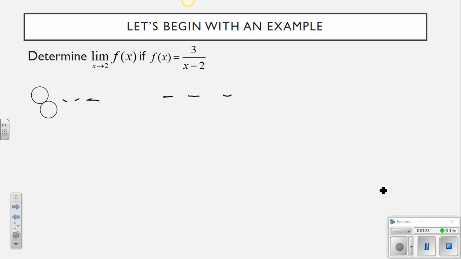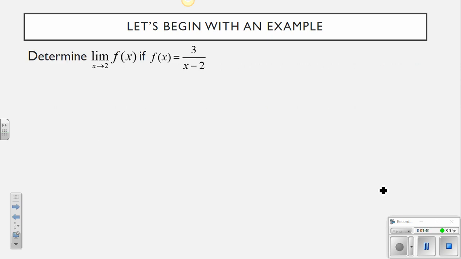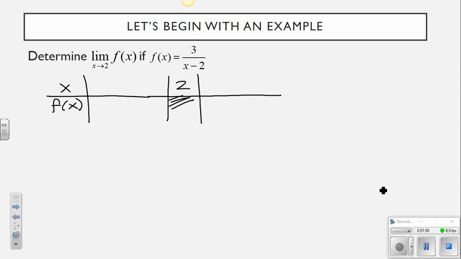Can't do that. Can you manipulate this algebraically in some sort of way? If you multiply by something, it's just going to divide out, right? So the next thing you probably want to do is use a table. So I have x, and then I have f of x, right? You guys remember when we did the little table? And what number are we approaching from both the left and right? What number are we getting closer to? 2. Remember, do we care what happens at 2? No, we don't. All right.